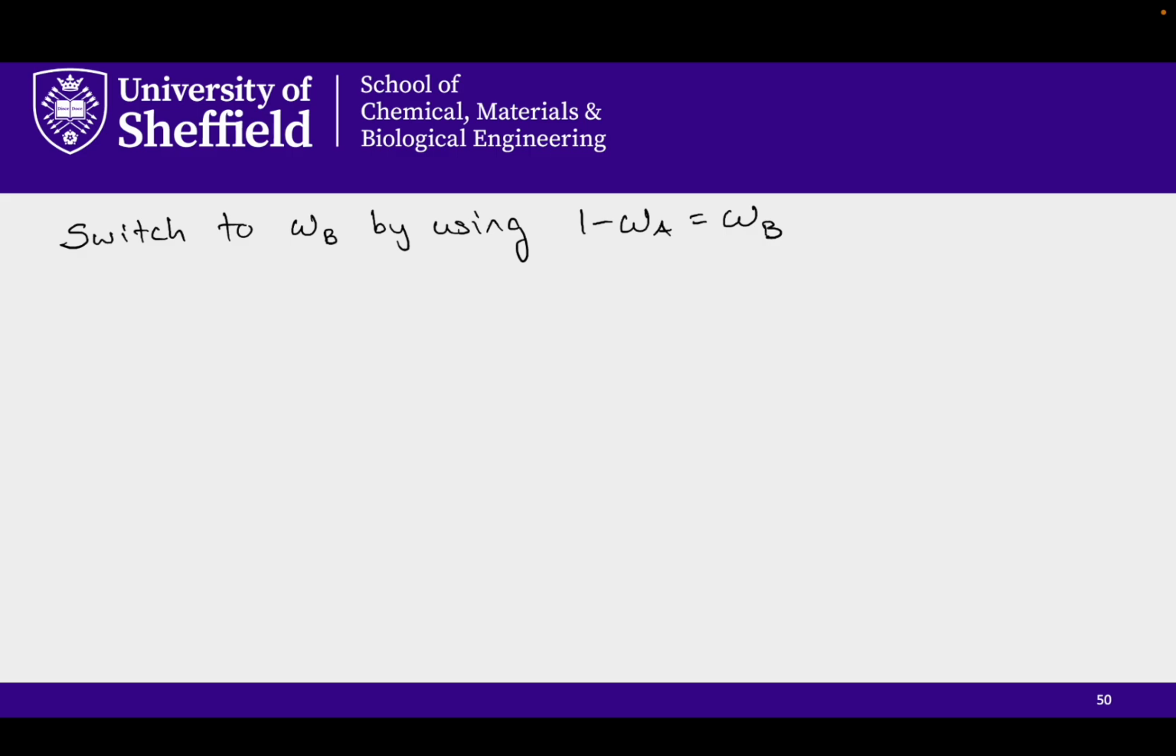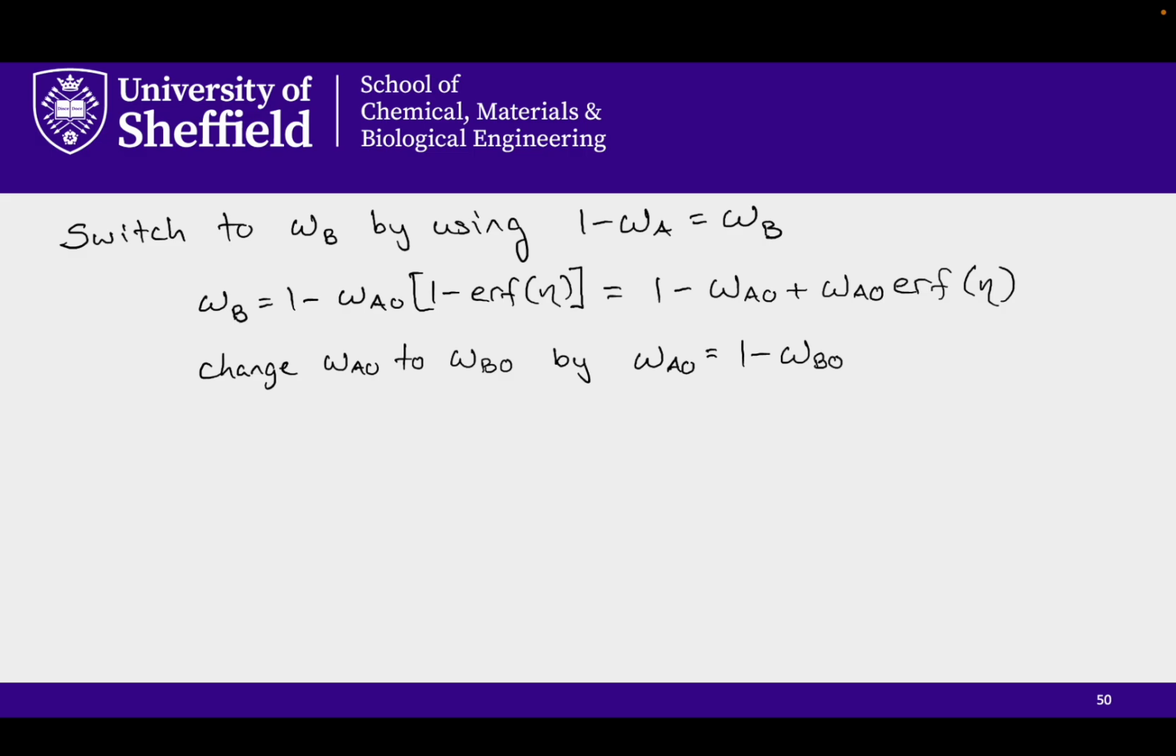To switch to omega B, we just use mass conservation, the fact that in a binary system there's only two species, and so 1 minus the mass fraction of A is by definition the mass fraction of B. So if we subtract our expression for omega A from 1, that gives us an expression for the mass fraction omega B. We can multiply out that omega A naught term, and in order to make this look like the course notes, we also need to make the further change that omega B naught is just going to be 1 minus omega A naught, or vice versa.